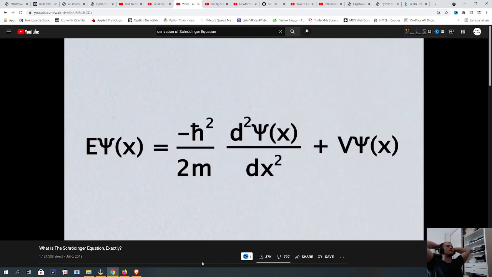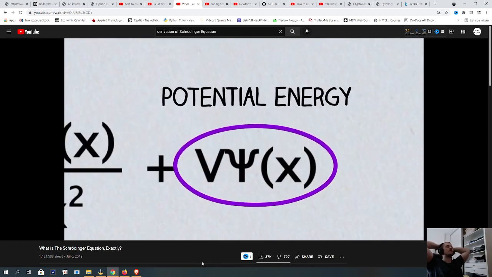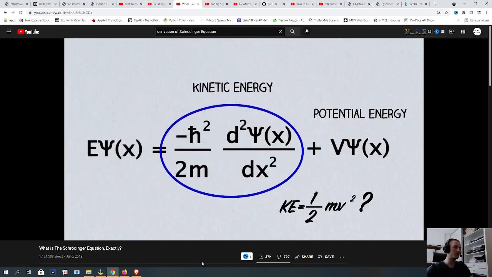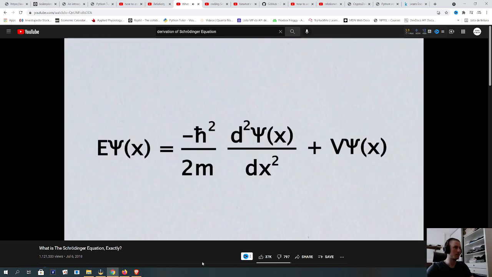Sometimes, potential energy is written as a V. So this term is the potential energy of the wave function. So if this is the potential energy, that must mean that this term here is the kinetic energy. I know it doesn't really look like any kind of kinetic energy equation we've seen before, right? So here's the derivation if you don't believe me. So if we can solve for the potential and kinetic energy of our quantum system, this will tell us the energy levels allowed.